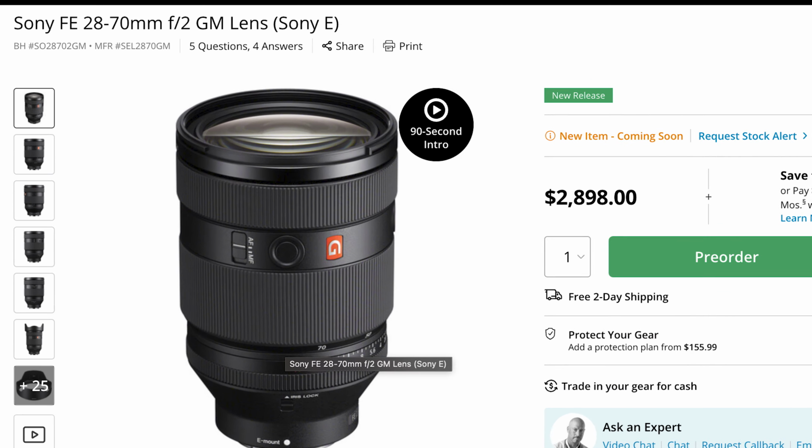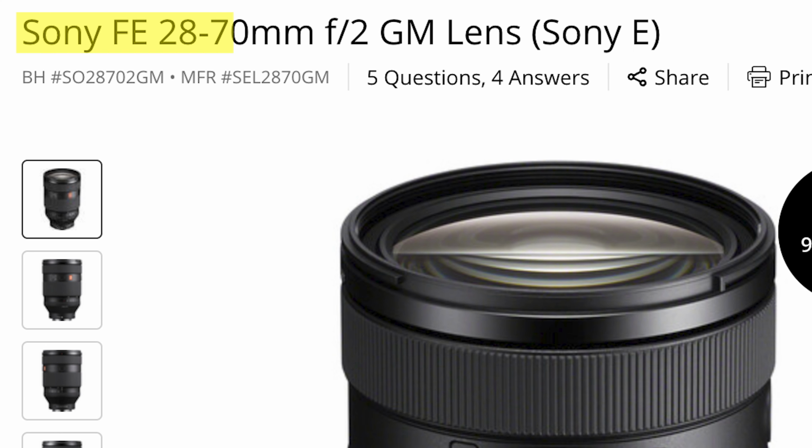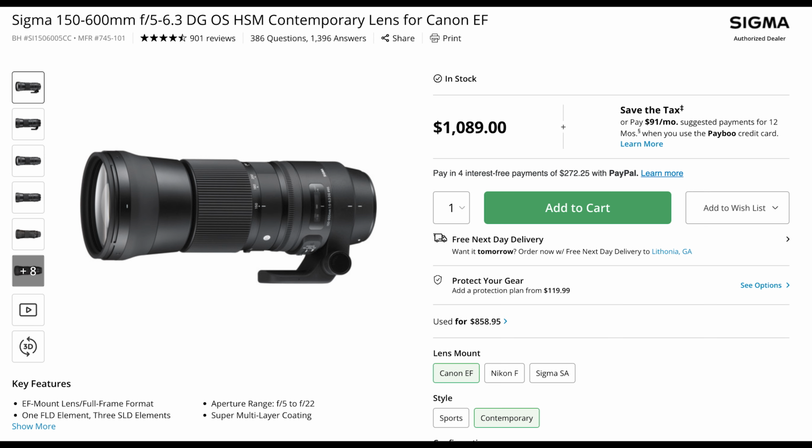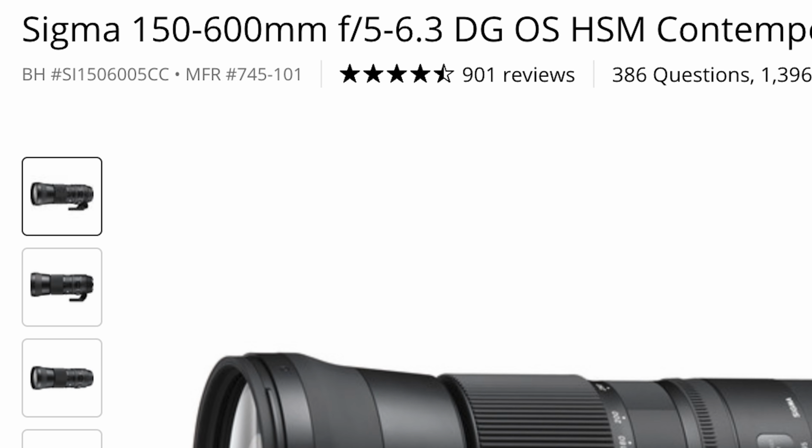For instance, this 28-70 lens that you should buy from me is 28-70 with a constant aperture of f2, which means that the lens stays at f2 the whole way through. Compared to this zoom lens, from 150 to 600, its highest aperture is f5 to f6.3, which means that it changes as you zoom.